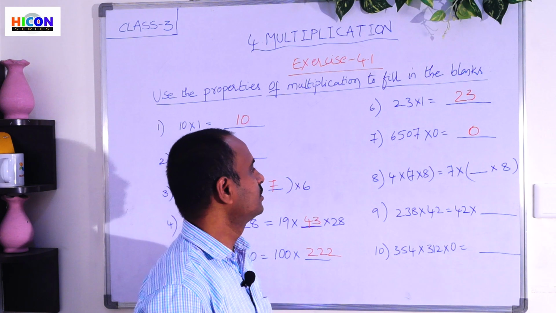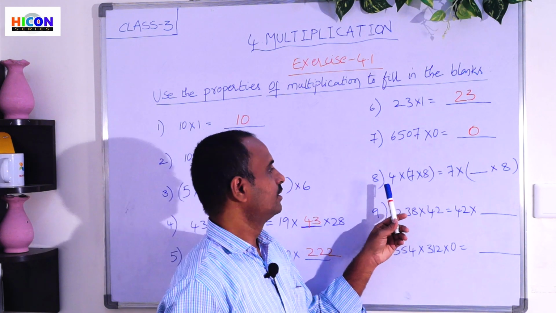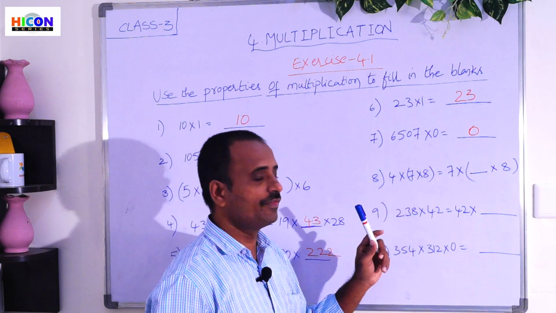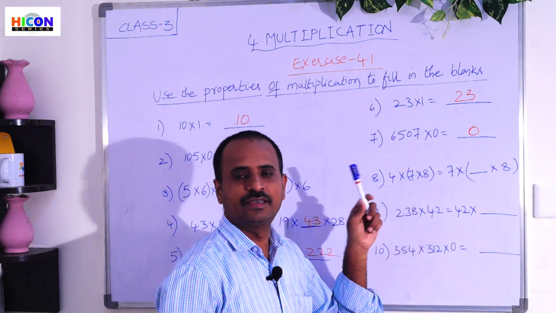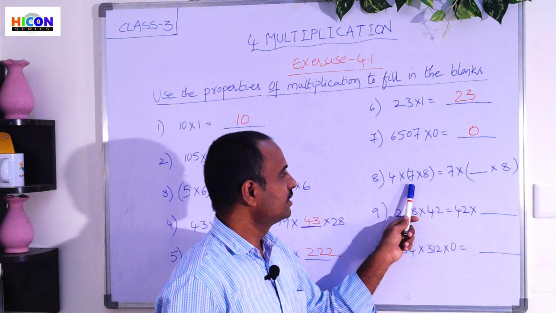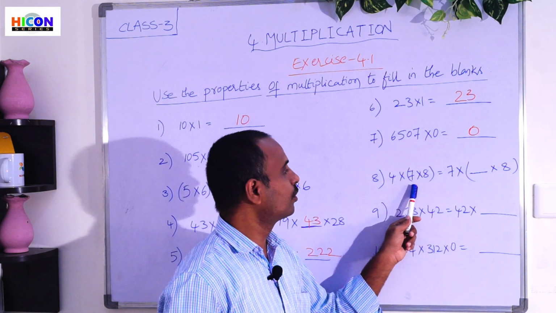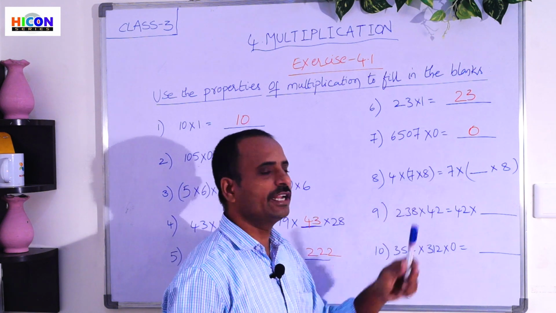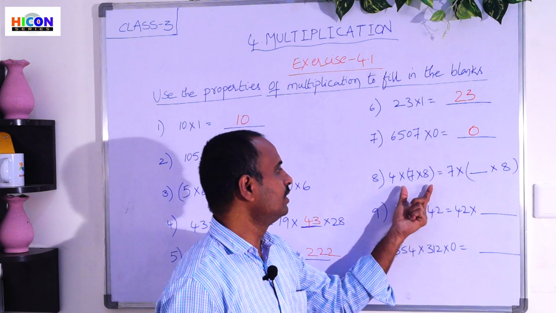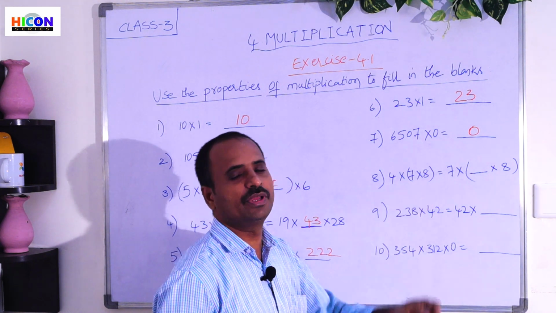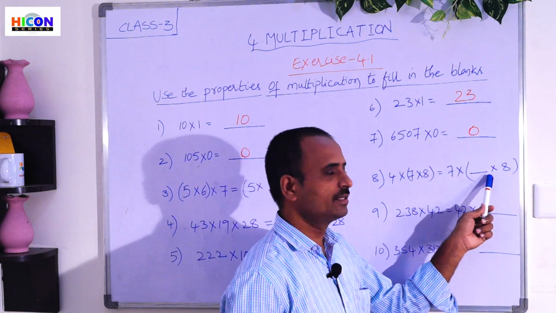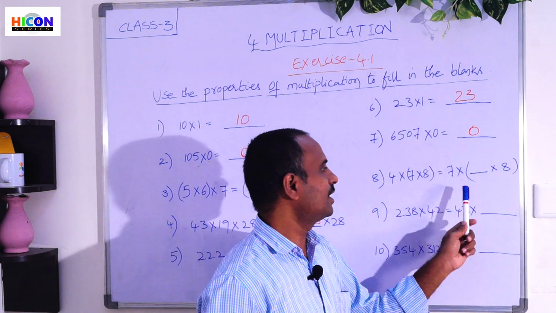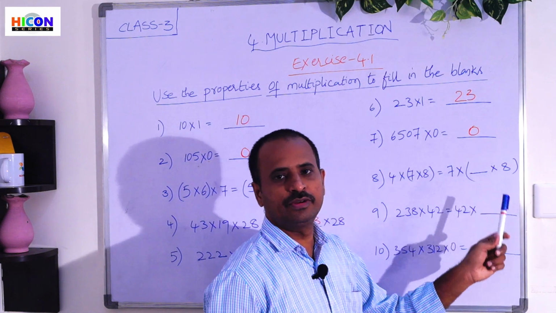So children, see the eighth blank. Here 3 numbers are given, that is 4 into 7 into 8, and the 2 numbers 7 and 8 are grouped here. Here the bracket represents grouping. Now see here, 7 into dash into 8.